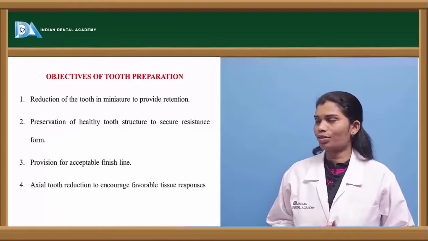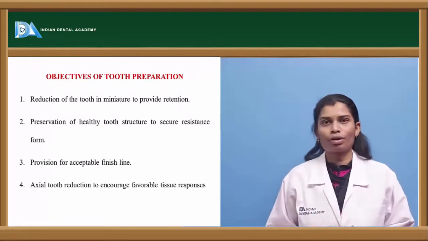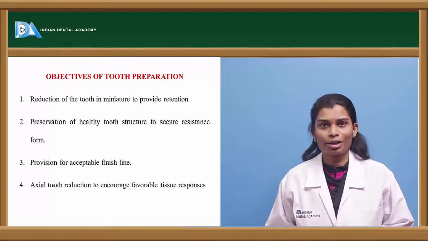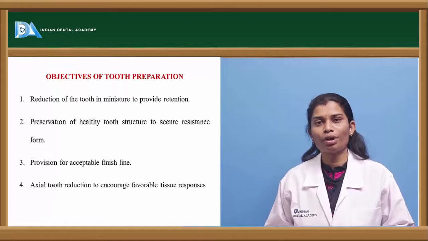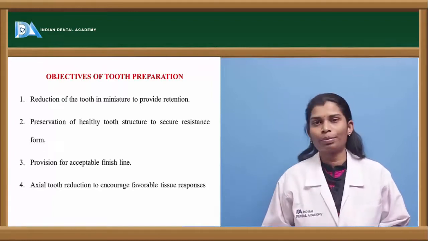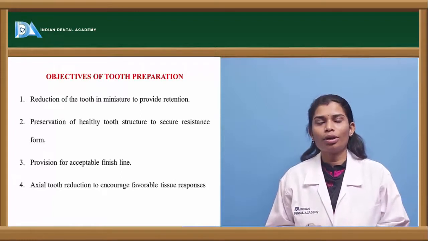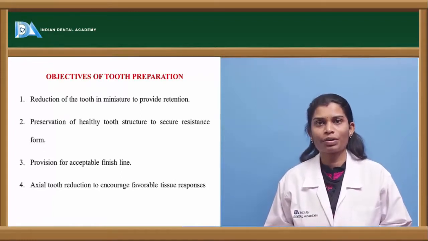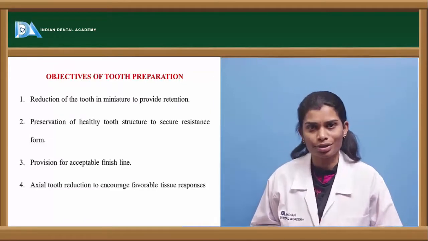What are the objectives of tooth preparation? The objectives include minimal reduction of the tooth to provide proper retention. Also, preservation of healthy tooth structure in order to have good resistance form. The third one is the provision of an acceptable finish line and also good and proper axial reduction, which will help in other favorable tissue responses and aesthetics.